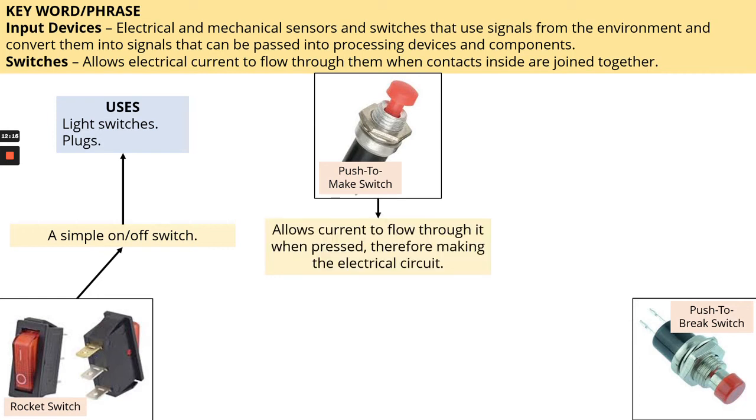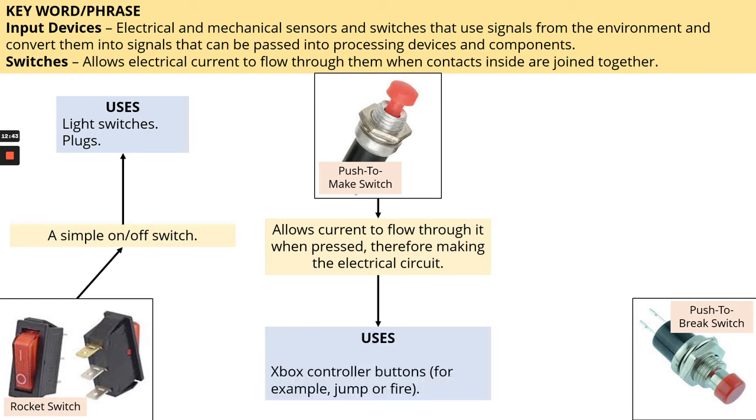The push to make only allows current to flow through it when pressed, therefore making the circuit. So you have to apply pressure down on this push to make switch to keep a device on. As soon as you release pressure from it, it will break the circuit. So you're pushing to make the circuit work. You're pushing to allow electric current to go through. And these are used for Xbox controller buttons, or basically any remote or anything with a push action button.